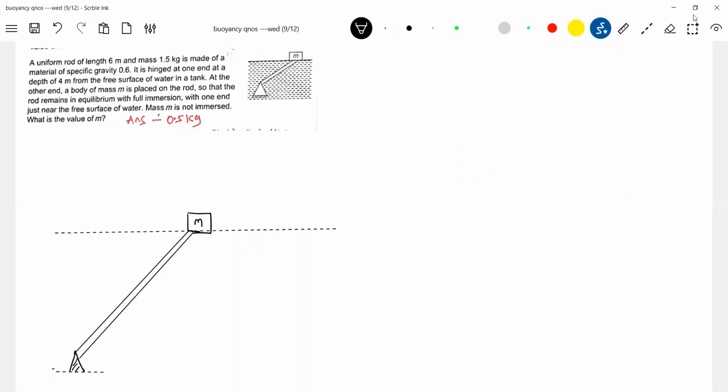A uniform rod of length 6 meter and mass m1 (mass of the rod, m1 g), specific gravity 0.6, is hinged at one end at a depth of 4 meter, in a liquid, water. At the other end, a body of mass m is placed on the rod so that the rod remains in equilibrium with full immersion. So the rod remains with one end just near the free surface of water. Mass m is not immersed. What is the value of m?